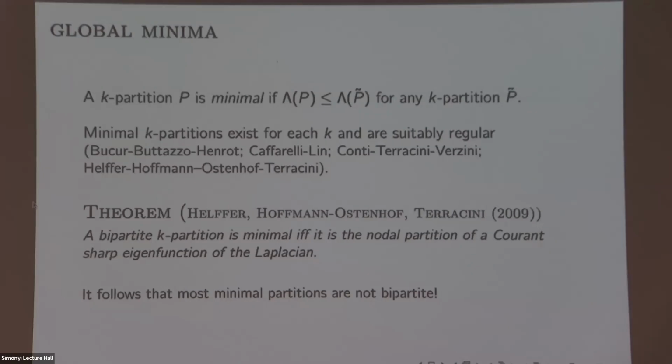So what this theorem tells us is, we look at the nth eigenfunction, it has some number of nodal domains. If it saturates that upper bound, it has exactly n, then the nodal partition of this eigenfunction is actually a minimal partition, and vice versa. Every bipartite minimal partition arises in this way, as the nodal partition of some Courant-sharp eigenfunction. So on the one hand, this is great. It tells us exactly what all of the bipartite minimal partitions look like, as long as we can understand the corresponding Laplacian eigenfunctions. So on the one hand, that's positive, but there's a negative side to it as well.